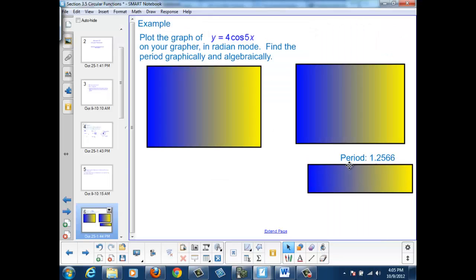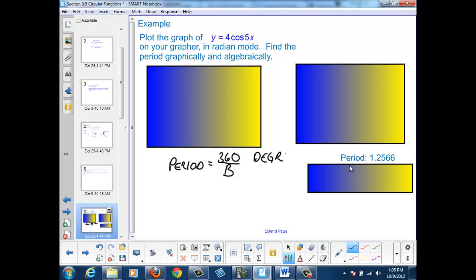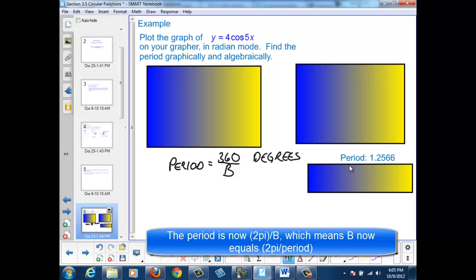So we've determined that we have a period numerically of 1.2566. To find the period algebraically, we remember that our period is 360 over B, except that's in degrees. So we need to adjust for radian mode and change that 360 to the period in radians, which is 2 pi.